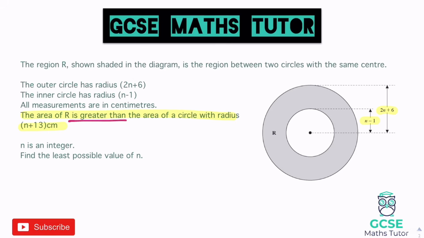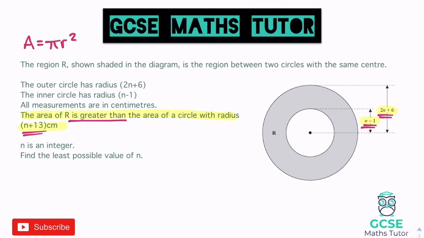In order to do this, we need to know the formula for the area of a circle, and that is pi r squared. Area equals pi r squared. So in order to work these out, we need to square these radiuses. We've got n plus 13, and we need to square that. We could look at the shaded region to start with, but we've got a lot of areas to work out, so we'll just start with this one.